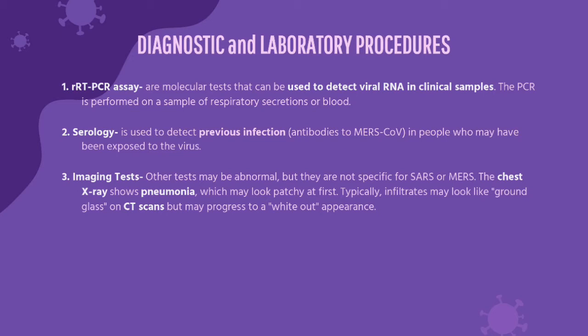Third is imaging tests. Other tests may be abnormal, but they are not specific for SARS or MERS. The chest X-ray shows pneumonia, which may look patchy at first. Typically, infiltrates may look like ground glass on CT scan, but may progress to a whiteout appearance.